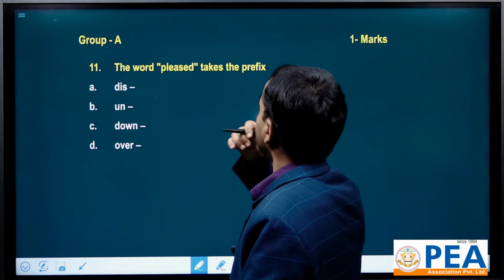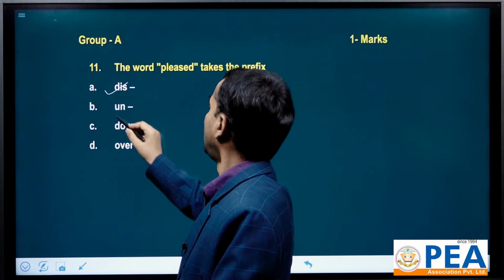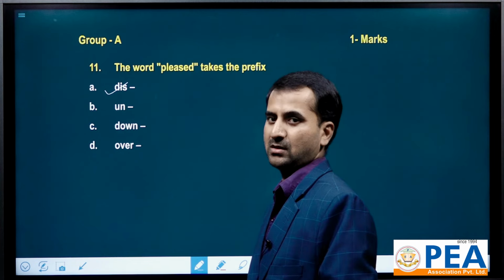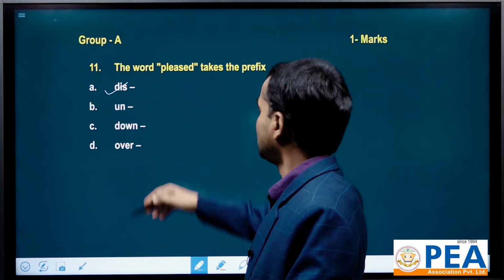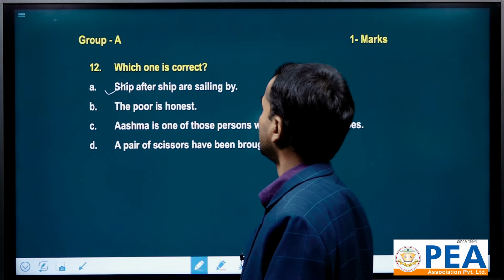Now we go with another question. The word pleased takes the prefix dis. The rest all are wrong. Displeased. Okay. Unpleased is not a word, displeased is. The rest all are wrong. Displeased. Okay.